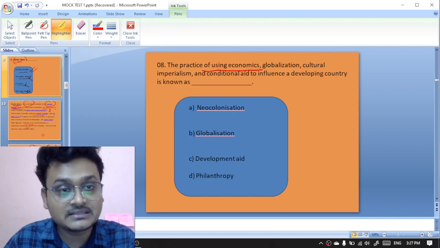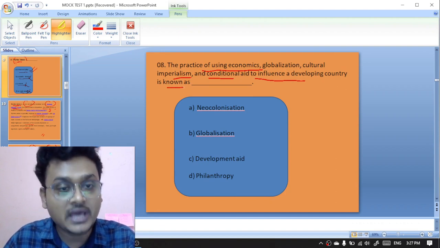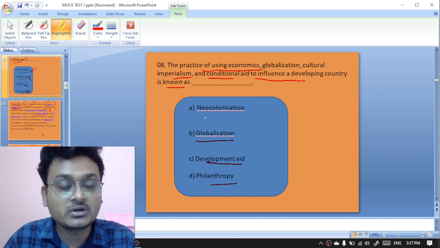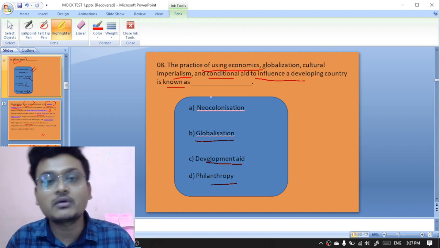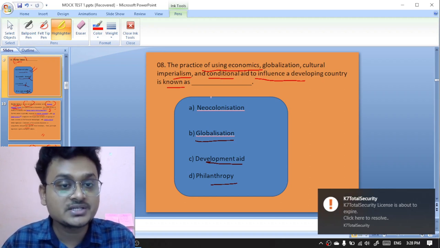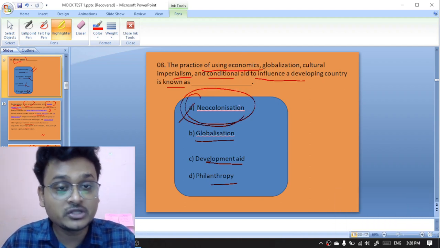The practice of using economics, globalization, cultural imperialism, and conditional aid to influence a developing country is known as: globalization, development aid, philanthropy, neocolonialism. So here A is the right option, neocolonialism.